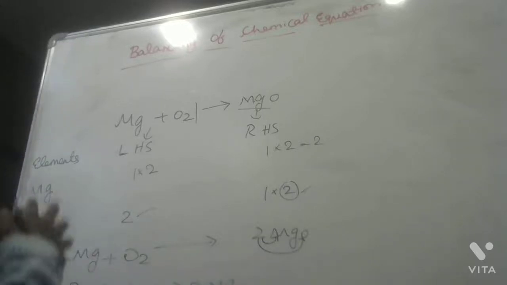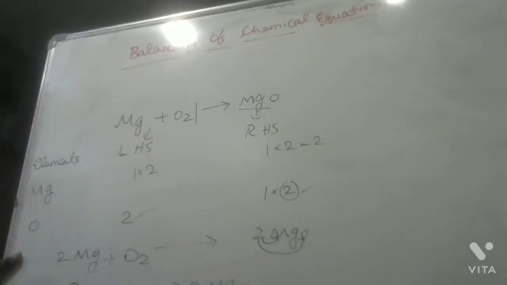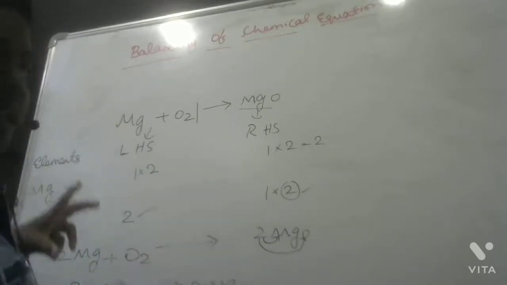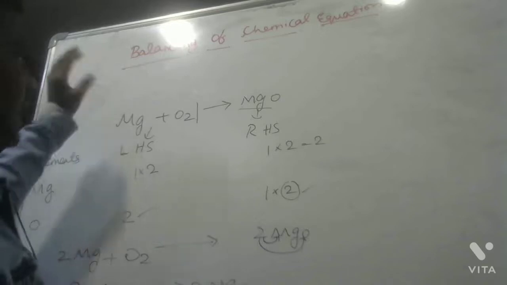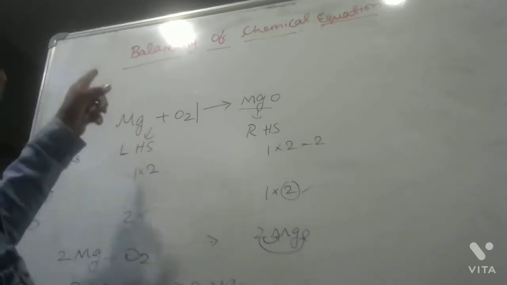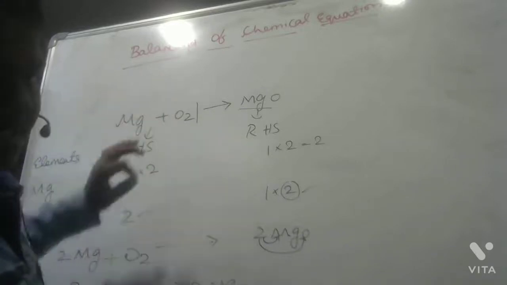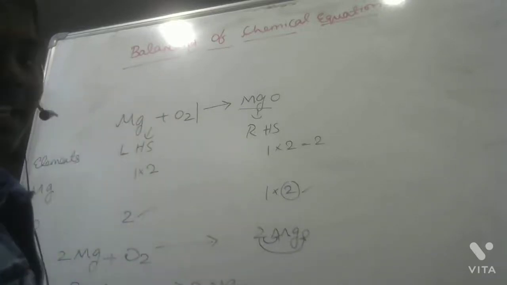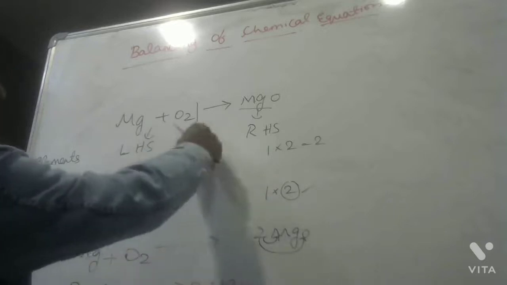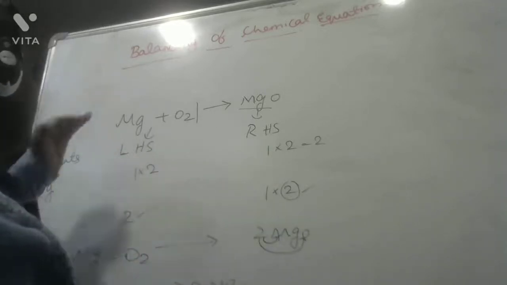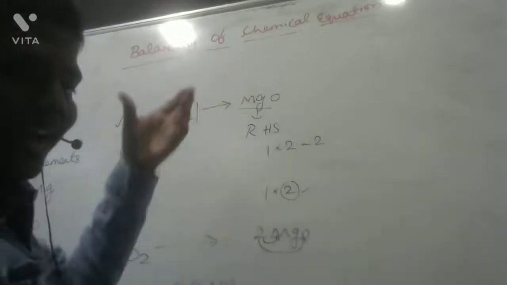So I'm repeating again how to balance an equation. The first step is writing the equation correctly, with all the elements and all the subscripts. If we make any number wrong in this equation, then we cannot balance it. So the basic concept is to write the given equation correctly.